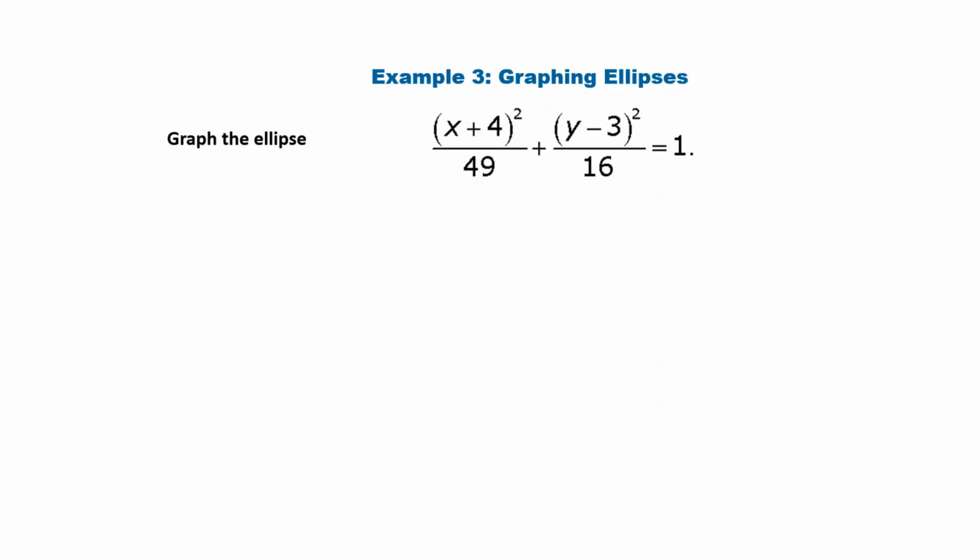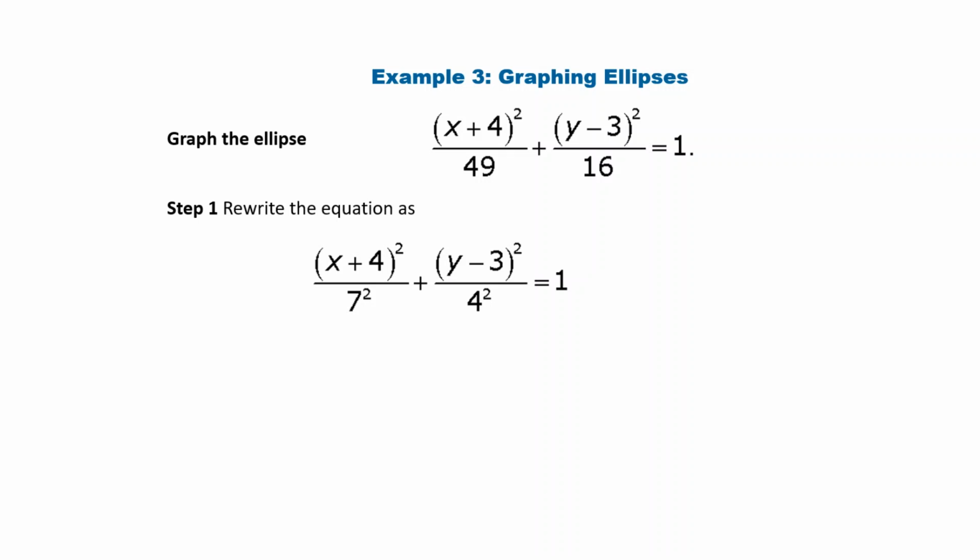All right, here's an example, and this problem says to graph the ellipse. Let's take a look at all the information that we know. First of all, we need to rewrite the equation in the formula that we know, with our squares on the bottom. Now remember what I just said. What number would make this 0? That would be a negative 4, because plus 4 would be 0. And what number would make this 0? It would be a positive 3. So x and y are in the right order.